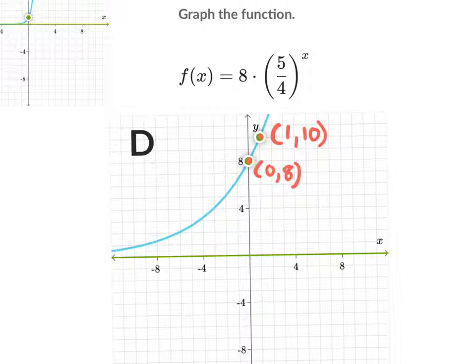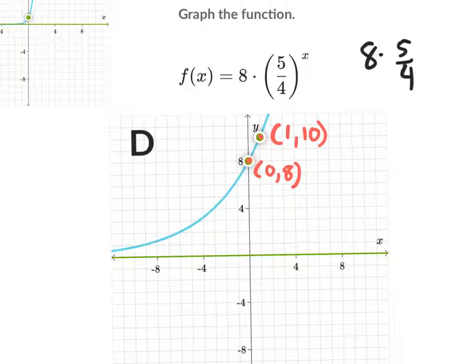If I go for 0, 8, that means 0 is X. If you plug in 0 for X, 5/4 to the 0 power really is 1, and 1 times 8 really is 8. So this coordinate does work. Let's try the next one. Plug in 1 for X. That's 5/4 to the 1 power, that's simply 5/4. But then you have to multiply it by 8. So when I go 8 times 5/4, does it really give me 10?